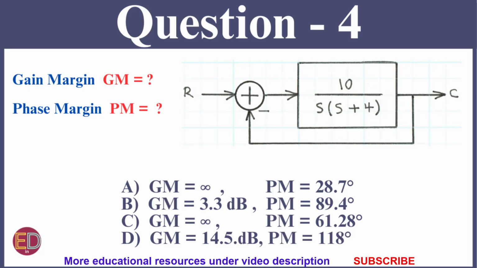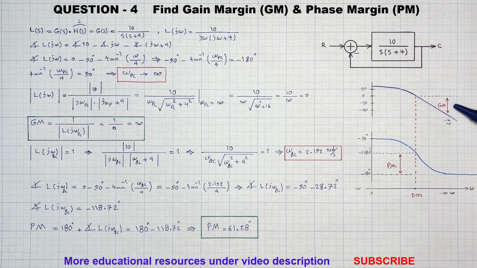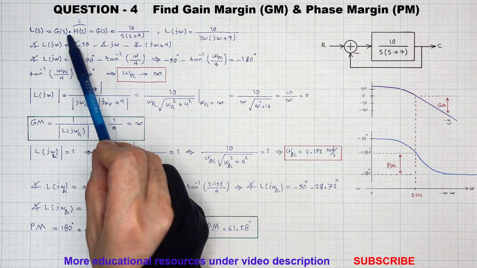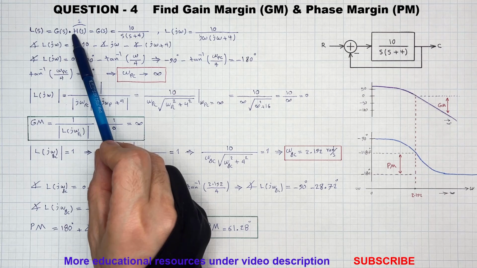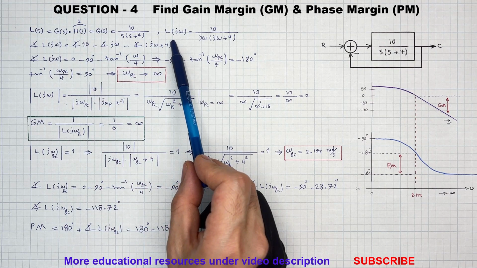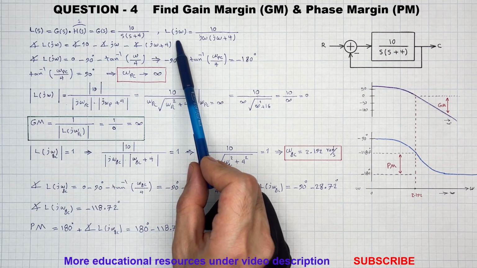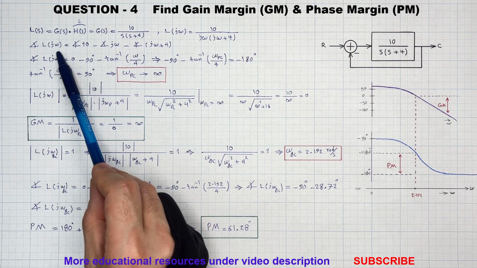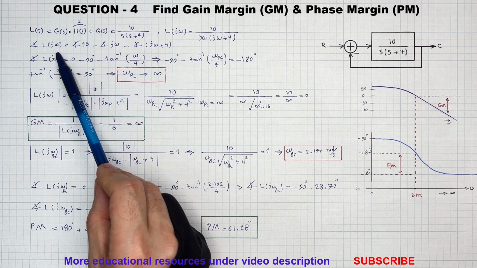Question 4. For this unity feedback control system, find gain margin GM and phase margin PM. Gain margin GM is the gain at the phase crossover frequency, and phase margin PM is the phase at the gain crossover frequency. First, we determine the loop transfer function L of s and substitute j omega into L of s. Next, we determine the phase angle of L of j omega.